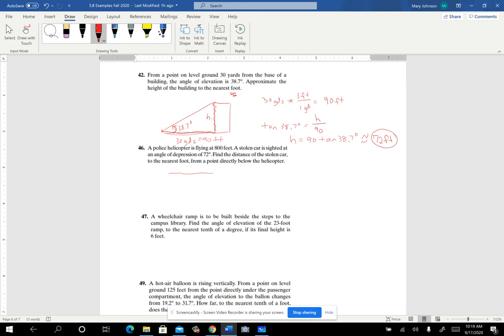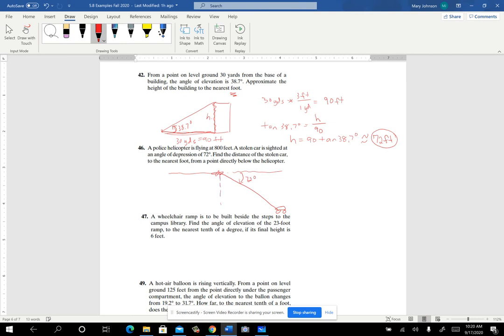Okay, so here's going to be my helicopter right here. And then it sights this car down here. So the angle of depression this time is 72 degrees. And this right here is the stolen car. It says, find the distance of the stolen car from a point directly below the helicopter.